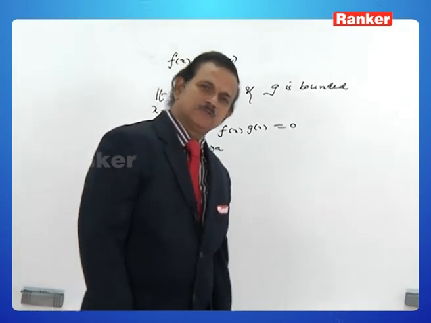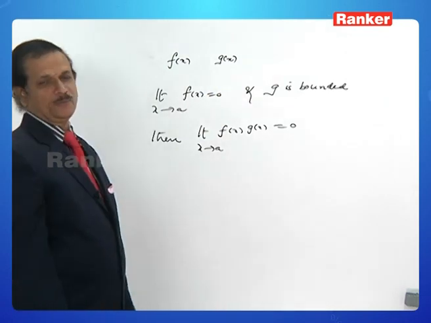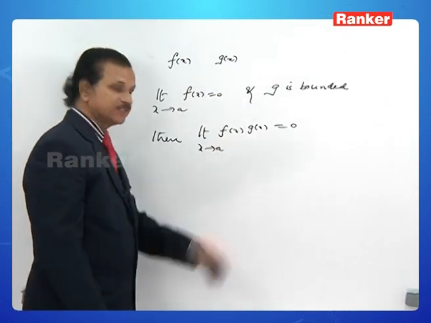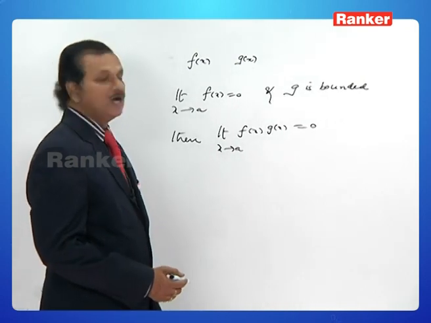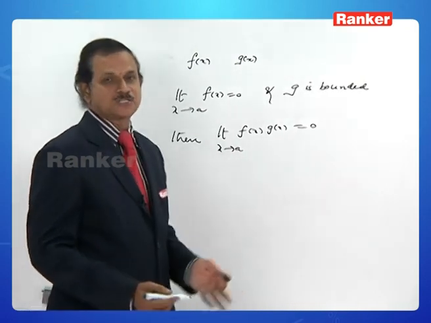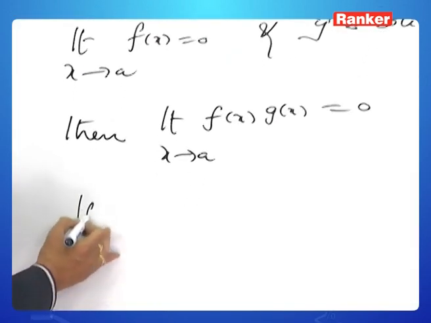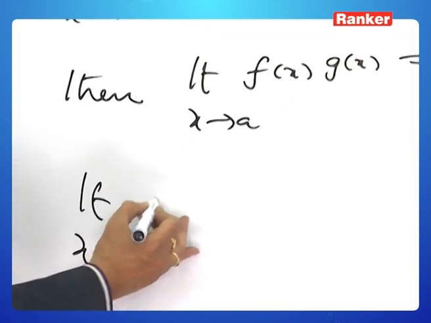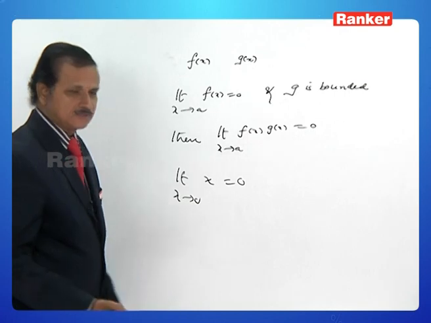If it is possible to say that, with that we say g is bounded, then the limit of the product f of x into g of x as x tends to a is 0. How far is this concept helpful for us? Look here. The limit as x tends to 0 of x. How much? 0. Nobody denies.